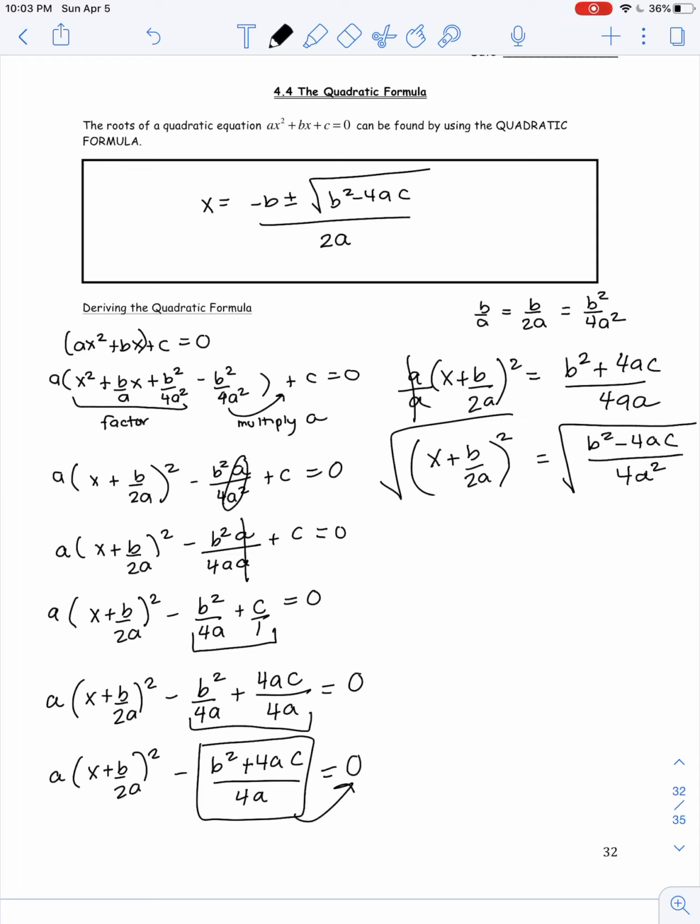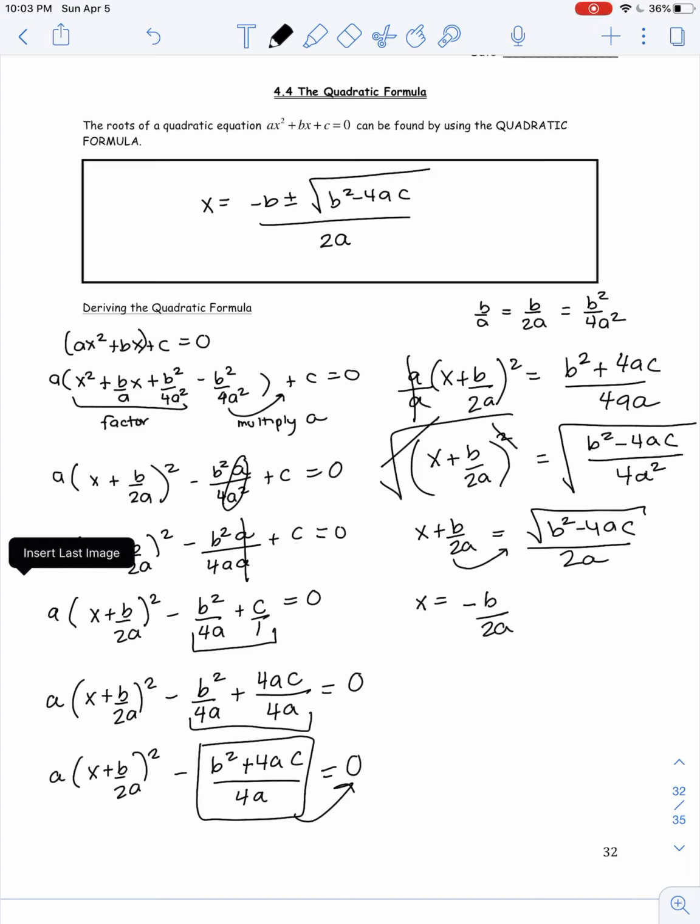and that a squared at the bottom becomes just a squared. So now these guys cross each other off, leaving me with x plus b over 2a equals, the top we can't really do anything with, so we're going to leave it as b squared minus 4ac, but the bottom, the square root of 4 is 2, the square root of a squared is a. And second last, you're going to bring this guy over to the other side to get x by itself. Isolate for x. That'll give you minus b over 2a.